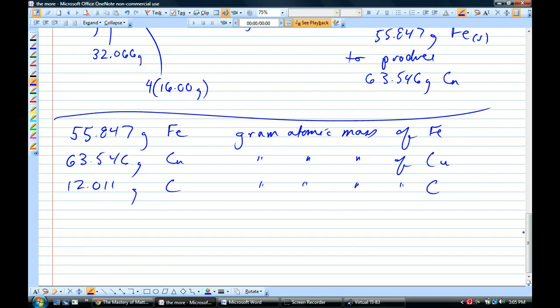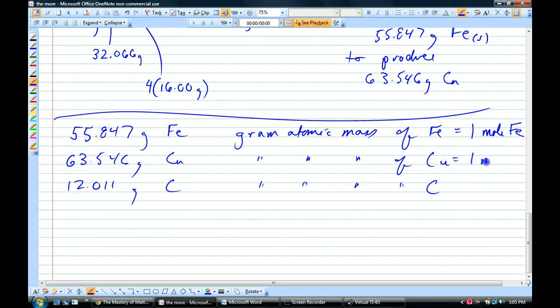Now, all of these masses can be called the gram atomic mass, all right, but they also have another special name. They're also called 1 mole of each of these elements.